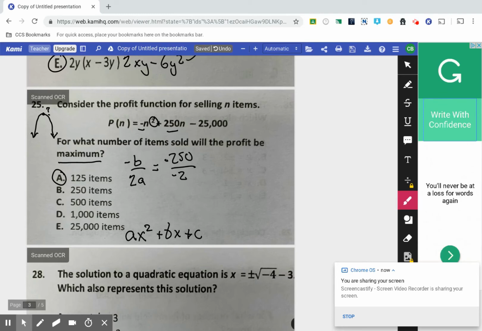Now, if the question asked, what is that profit? Then, of course, we just plug 125 back into the function everywhere we see an n and get that answer there. But 125, simple little formula. Again, hopefully you know how to find a vertex on your calculator, and maybe you even have Desmos. I don't know, next Wednesday.